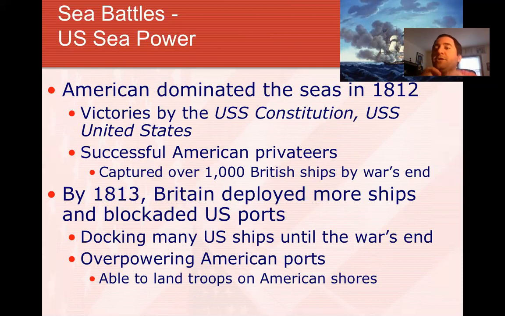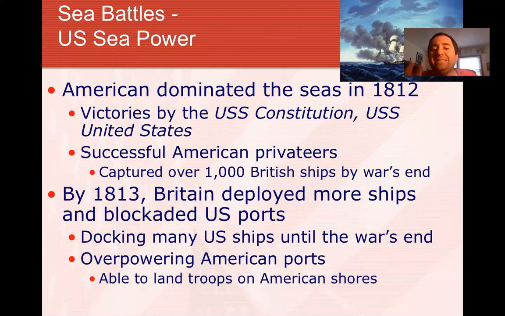American domination of sea continues. 1812. Okay, victories by the USS Constitution and another ship, the USS United States. The United States right now is successful at sea. The privateers play a crucial role. Okay, you do want to maybe highlight this number if you can. American privateers, right? These privately owned ships that are working for the United States, so to say, capture over 1,000 British ships by the end of the war. Okay, you saw that in the other one, right? Over 1,000 British ships captured.